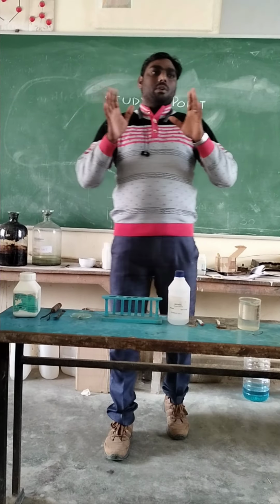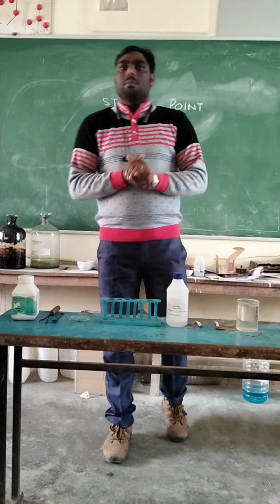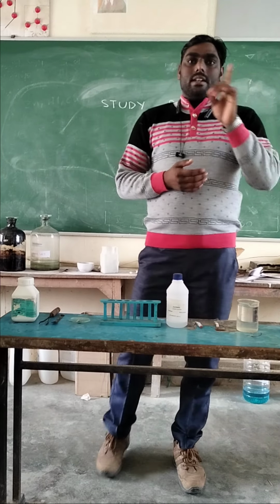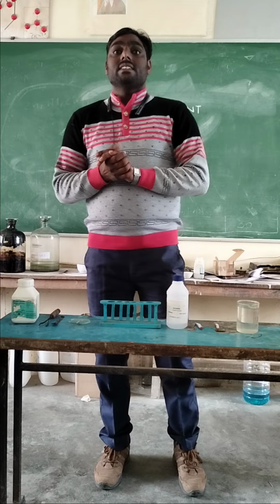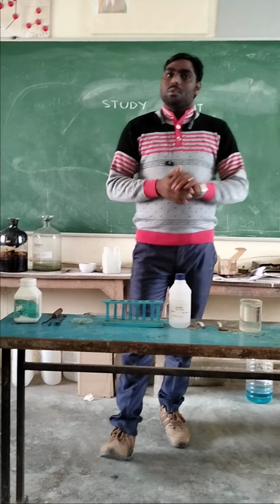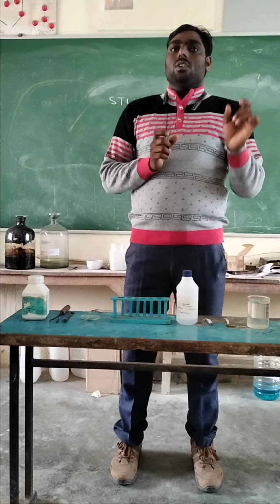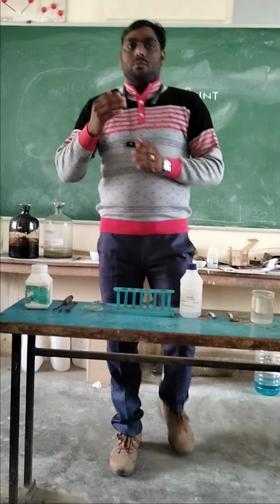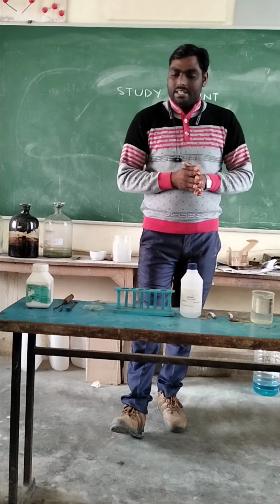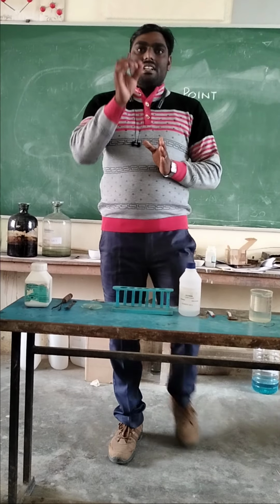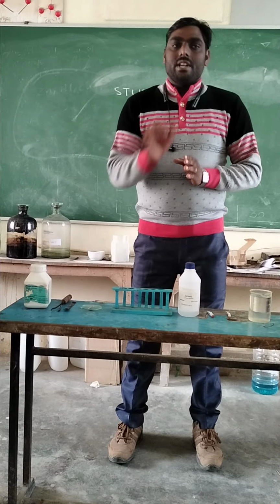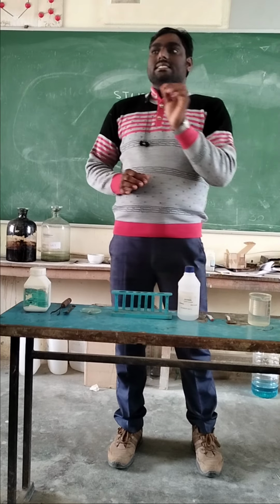So today I am going to perform an experiment in which two organic compounds are taken. One is alcohol, another is carboxylic acid, that is acetic acid. We have to distinguish the difference between the alcohol, that is ethanol, and acetic acid by performing different activities. In that we are going to perform three different activities to differentiate between alcohol and acetic acid.